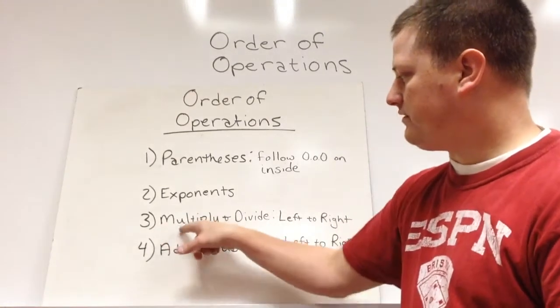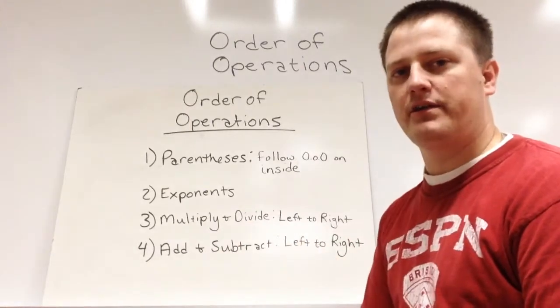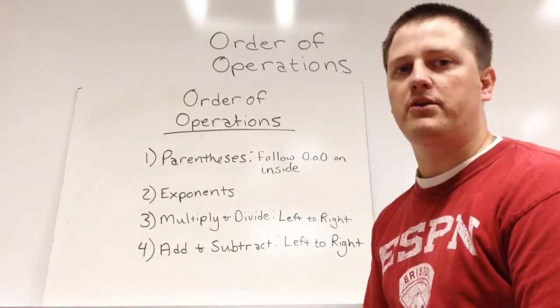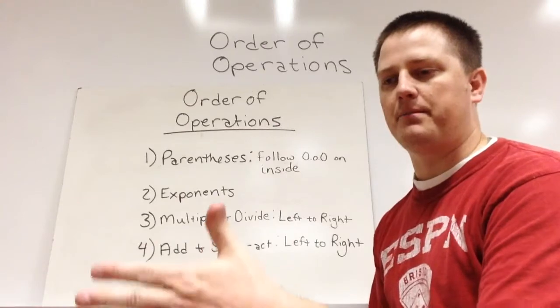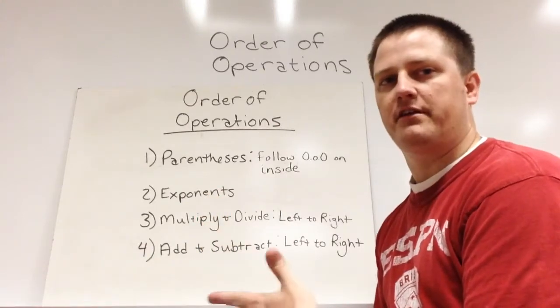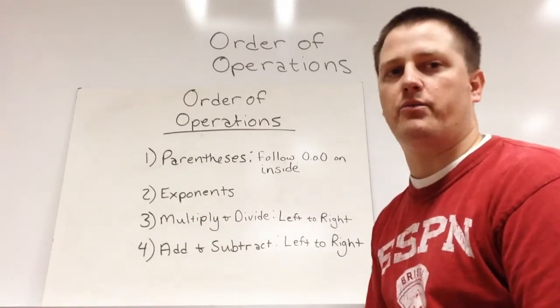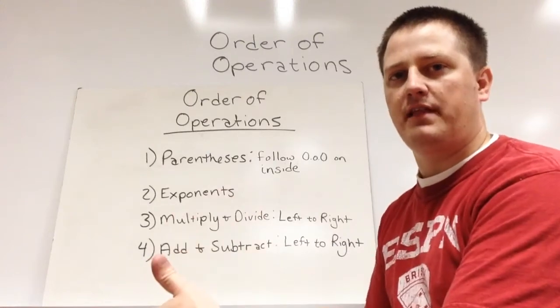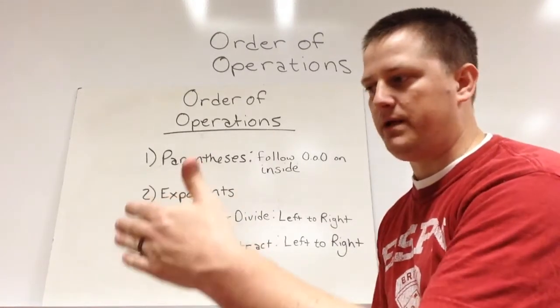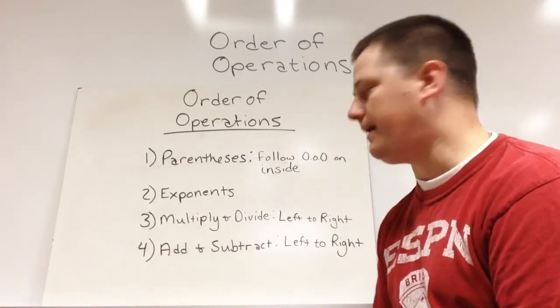Our third step is to multiply and divide. Notice there's the and sign in there. What we do is we look at the left side of the problem and we do whatever's on the left first, and then we work our way to the right. So if division's on the left, multiplication is on the right, we divide first, we multiply second.